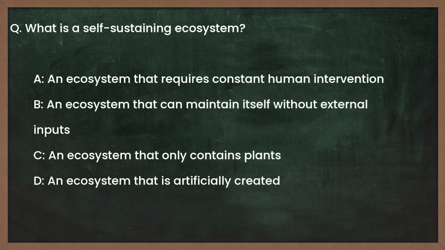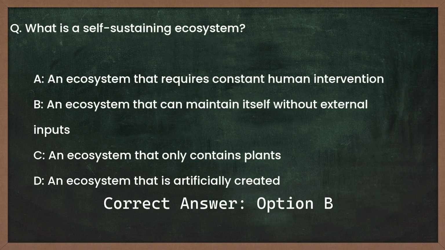Option A, an ecosystem that requires constant human intervention. Option B, an ecosystem that can maintain itself without external inputs. Option C, an ecosystem that only contains plants. Option D, an ecosystem that is artificially created. You have 5 seconds to answer the question.